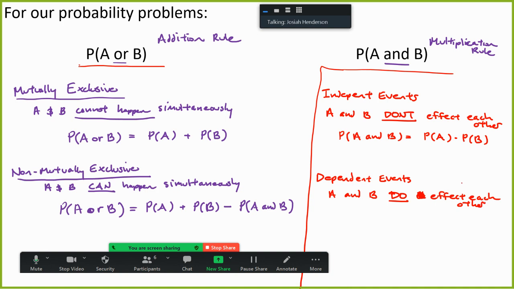This is like taking a marble out of the bag, reaching in a second time, and taking a second marble without replacement. Then our formula is the probability of getting event A and event B. It's the probability of the first event, easy to figure out, times the probability of the second, given that A has already occurred.